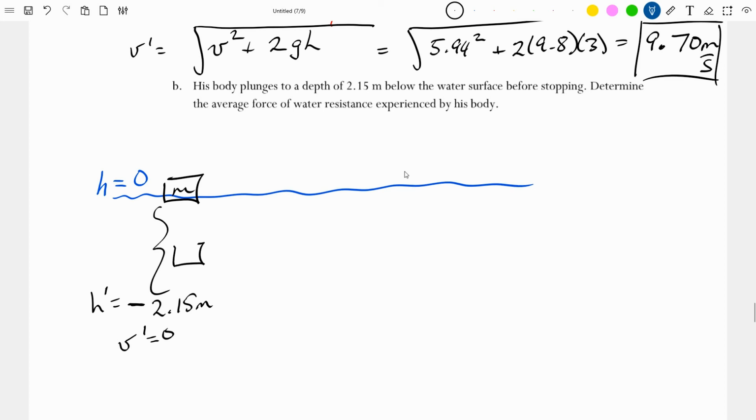As he is plunging down, there's still a force of gravity being exerted on him, but the water is exerting what I'm just going to call an applied force. That applied force is going to be larger than the force of gravity, because you're moving downwards but slowing down. So the applied force is winning out in bringing you to a stop. If the force of gravity was bigger than the applied force, you'd accelerate deeper and deeper into the water. So the applied force is bigger than the force of gravity. In fact, that's what we're looking for, the average force of water resistance, which I'm just calling an applied force. So the force applied, question mark.